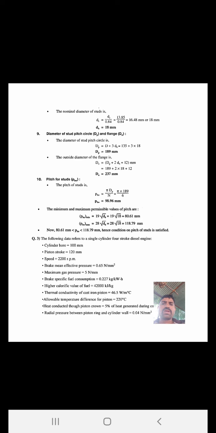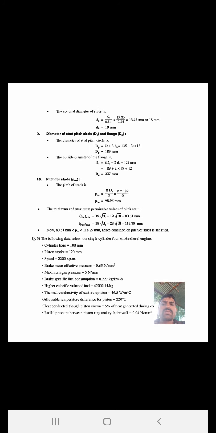Then 9, diameter of the stud pitch circle and flange. How to calculate that? Diameter of the stud pitch circle is dp, and diameter of the flange is denoted by do. dp is equal to d plus 3 db. You know the relation. Then you will get dp is equal to 189 mm, and the outside diameter of the flange is do. You know the relation, dp plus 2 db plus 12 mm. You will get do is equal to 237 mm.